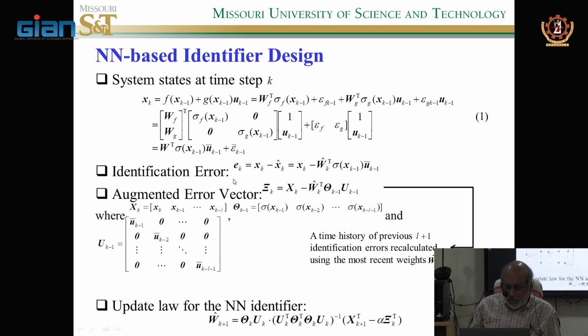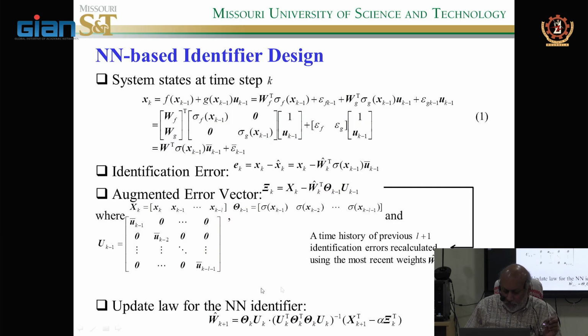Then you define an identification error, assuming the state is measurable. You define the identification error x minus x hat, and that error will be used to adjust the weights. But before you do that, you construct an augmented system with history. Look at that: x of k is xk, x of k minus 1, up to k minus f. So you're constructing the data and saving it for the last few sampling instances. You are building a vector capital X, and capital theta, and then constructing the set of weights.